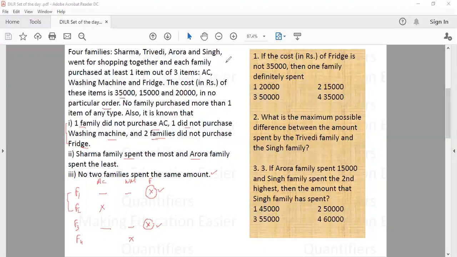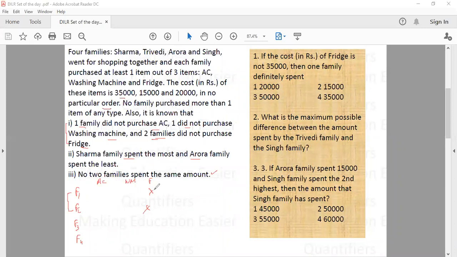So what are the cases now? The first case will be, let's say, families F1 and F2 are not purchasing a fridge. Let's say these are the two families who are not purchasing a fridge. Again, I have not given the names to the families, right? So these two families are those which did not purchase a fridge.